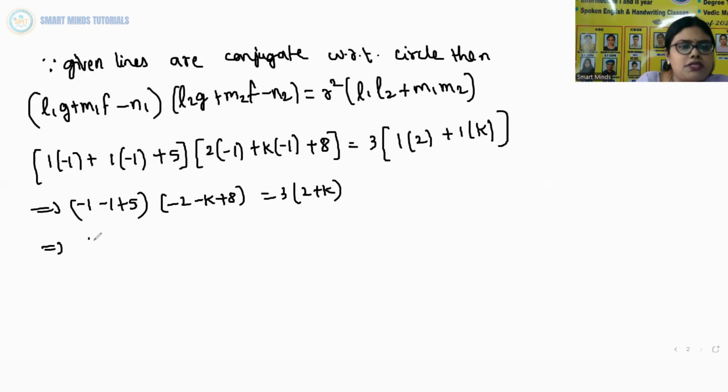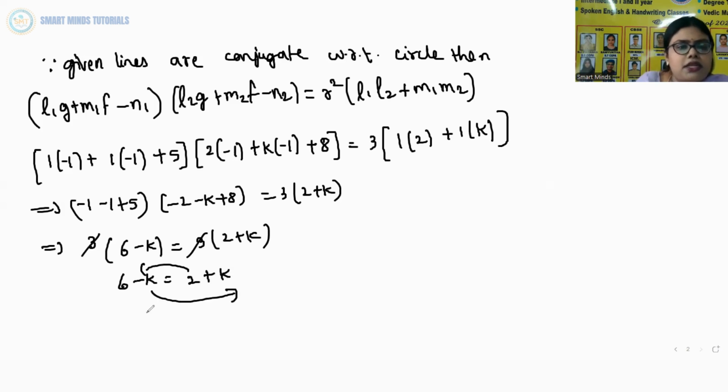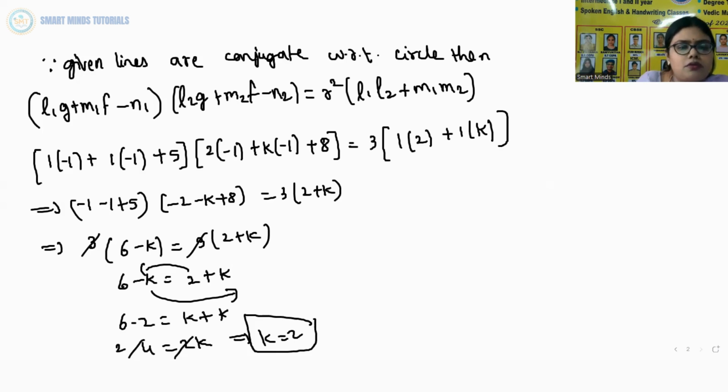5 minus 2 is 3. Here 6 minus k is equal to 3 into 2 plus k. 3 cancels on both sides. You are left with 6 minus k is equal to 2 plus k. Minus k, take that side, 2 this side. So 6 minus 2 is k plus k. 4 is equal to 2k. So k is equal to 2.